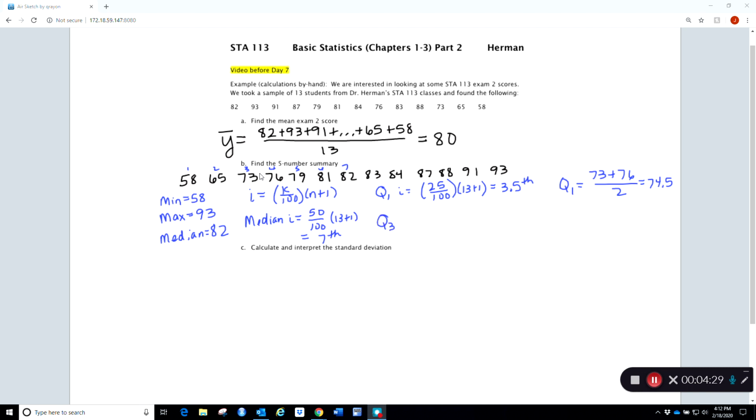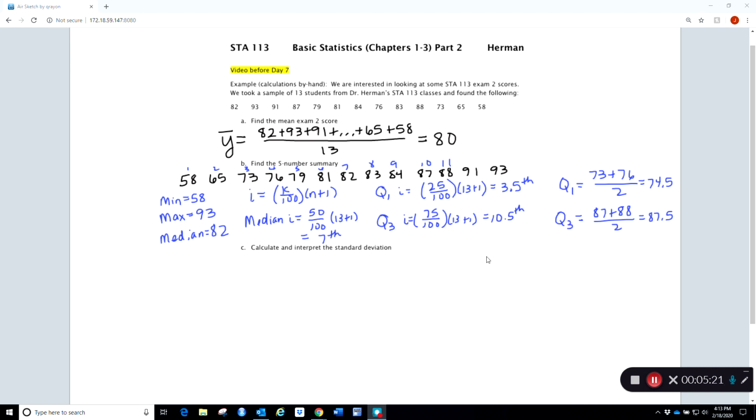To find our 3rd quartile, same idea, except we're finding the 75th percentile, which is going to give me the 10.5th value. So I have to find the 10th and 11th observation and average those two values to find my Q3. So I'm going to have 87.5 as my third quartile. So now we have our 5-number summary. We have our min, max, and median, Q1 and Q3.